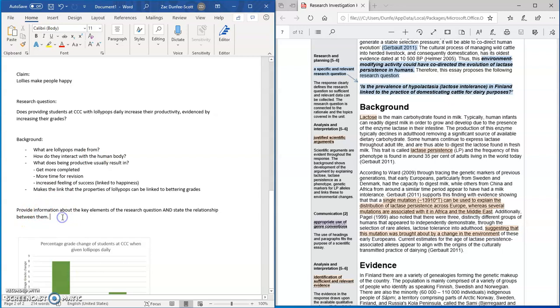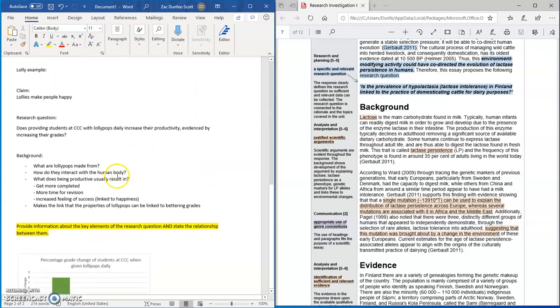You want to provide information about the key elements of the research question and state the relationship between them. Don't overthink it. You are literally just looking at the key points of your research question and breaking it down so the reader can understand the background information behind it, the science behind it. What is it? How does it all link together? You can even go as far as linking the parts of the research question back to the parts of the claim and how that actually makes sense. Make those links.